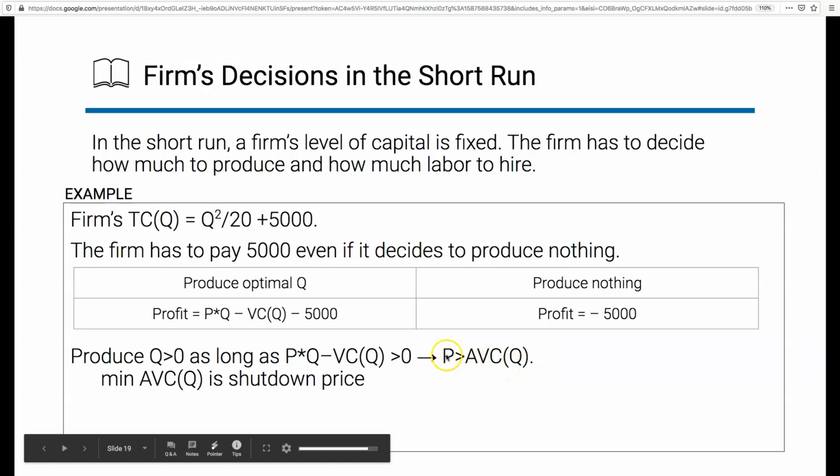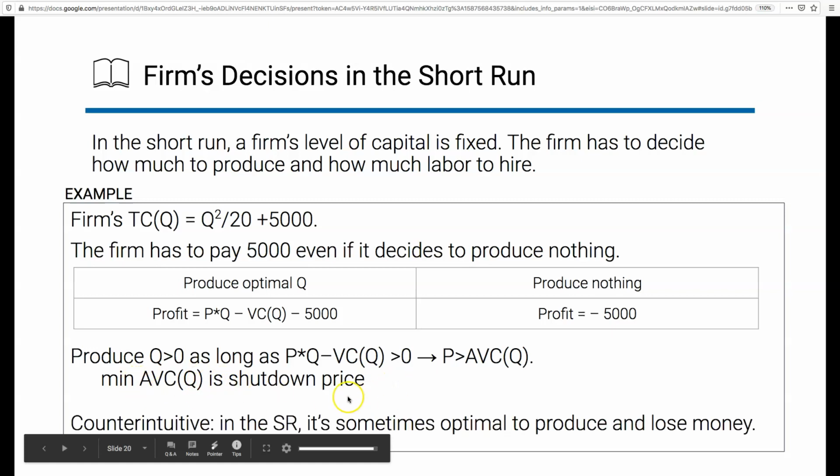So if the market price is higher than per unit cost of producing the optimal level of output, then you should still be producing. And we will call the minimum average variable cost the shutdown price. If price is below the minimum average variable cost, then no positive level of output makes sense. You should always be producing nothing if price is too low. This is the lowest price.